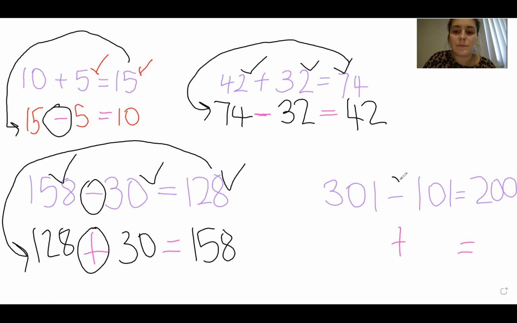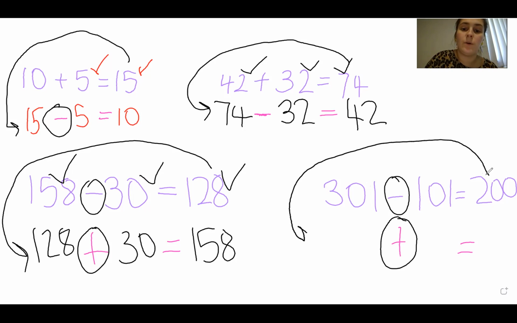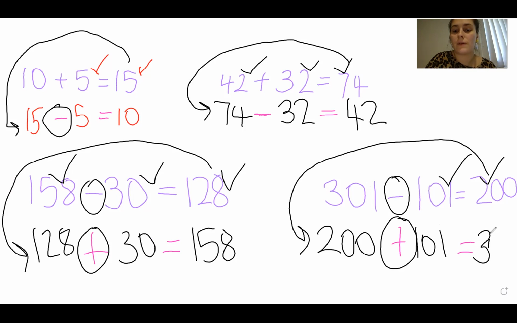So I have a subtraction sentence here, and I'm trying to find the inverse number sentence for it. I know that if I'm working with subtraction, I have to do an addition problem to find the inverse number sentence. I start with my biggest number because I just work backwards. So I'm going to do 200 plus 101 equals 301. So you're just working your way backwards.